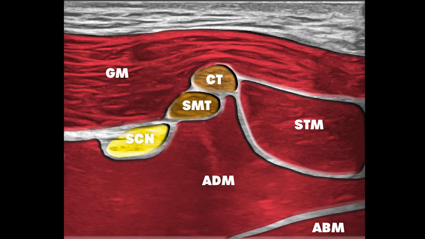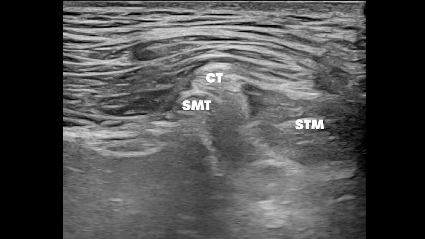The semimembranosus tendon lies below the conjoint tendon in close relation to the radiating muscle fibers of the semitendinosus muscle, which lies at the medial aspect. During dynamic scanning, we focus either the semimembranosus or the conjoint tendon and observe the crossing of the tendons. From this position, we can rotate the probe clockwise to check the tendons in a longitudinal orientation. The semimembranosus is marked with an arrow.